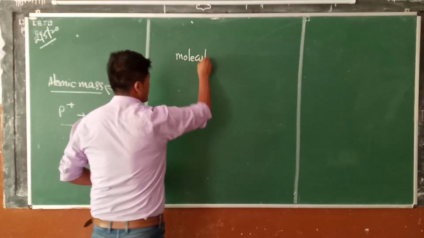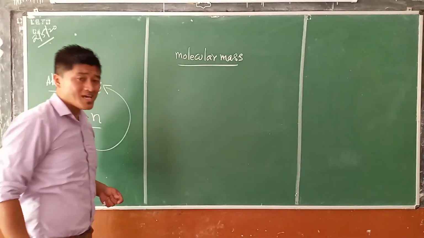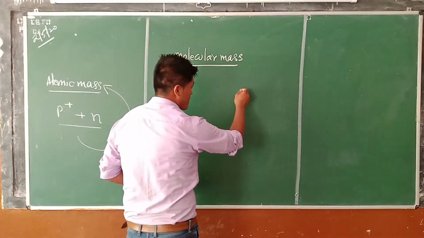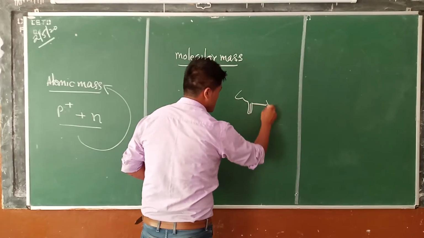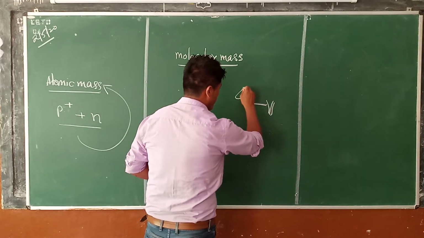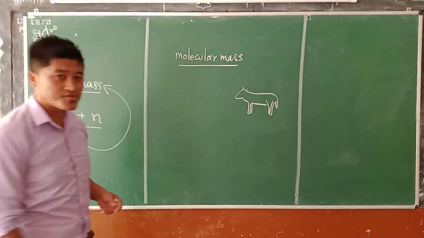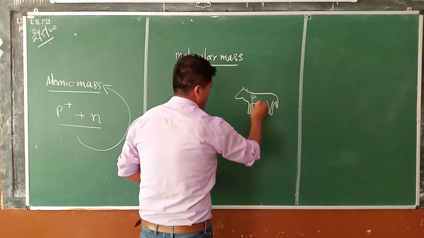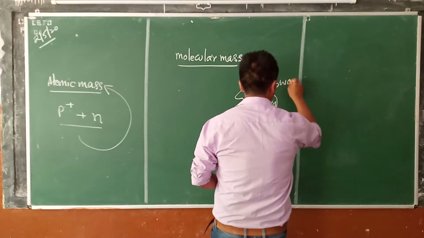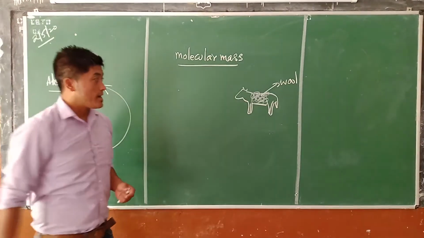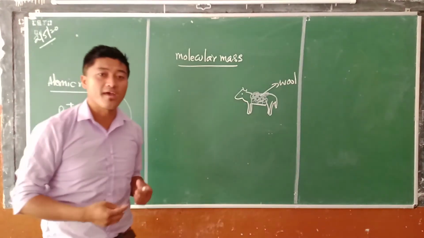Molecular mass here. So I'm going to draw a fictional diagram of a donkey. Let's say this is a donkey. I guess many of you have heard the story of the donkey carrying some wool. Let's say this is the wool. And this donkey was faking that this wool was particularly very heavy.